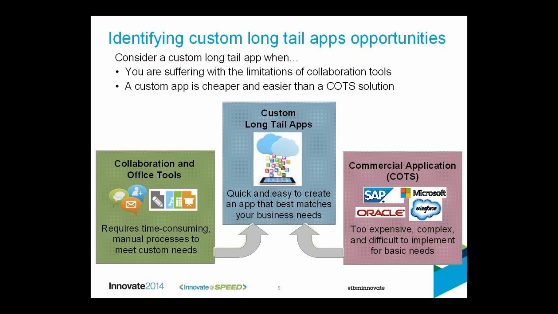So what kind of apps might you want to build? There are really 2 key cases that we talk about here. One is on the left: you're working with collaboration and office tools, and you find that they're limiting you, like the example I mentioned earlier of passing spreadsheets around and updating them and collating the answers and getting them all together. And then on the right side, we see commercial off-the-shelf applications, which are often very sophisticated and handle very complex needs, but they may be too expensive or too complicated for the basic needs that you may have. And so both of those provide motivation to build apps with Rapid Apps.